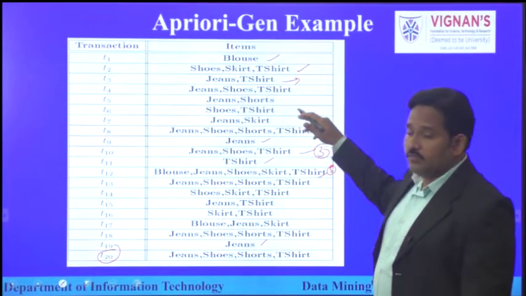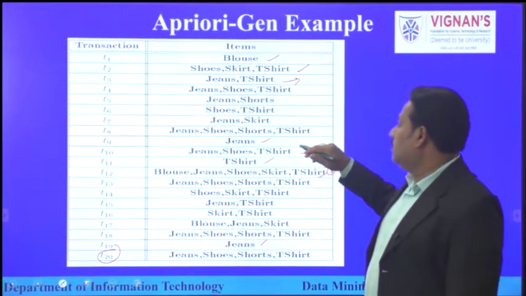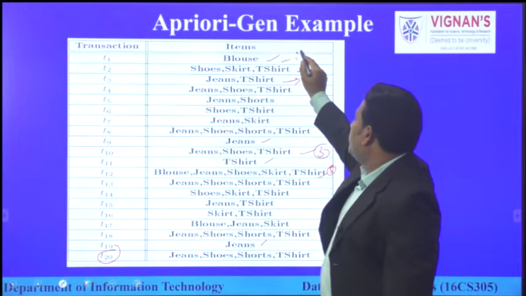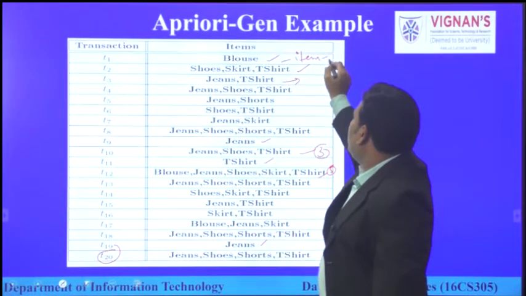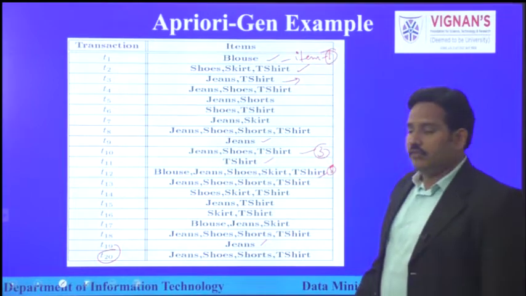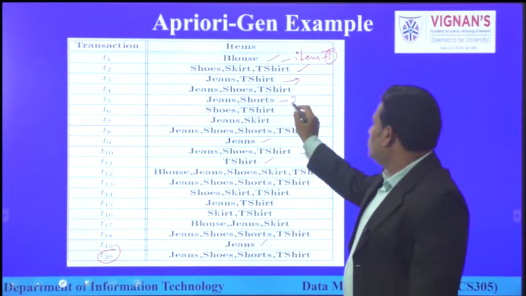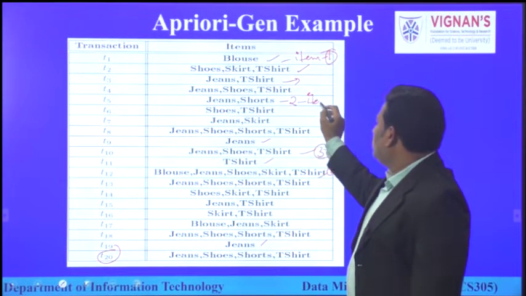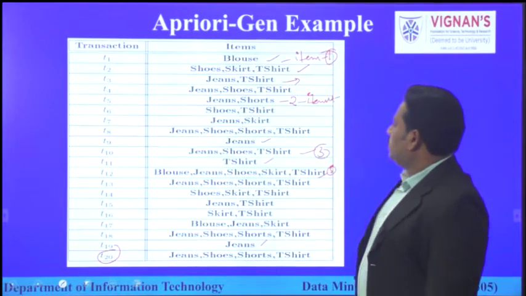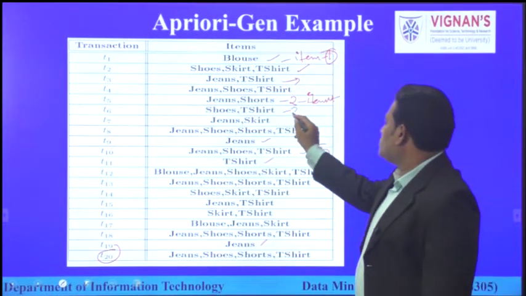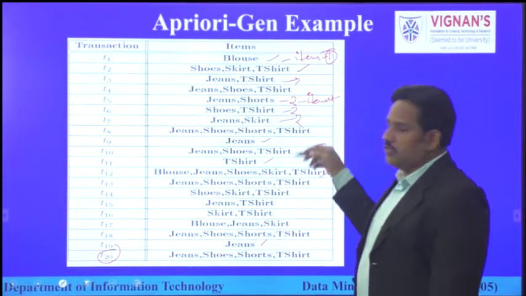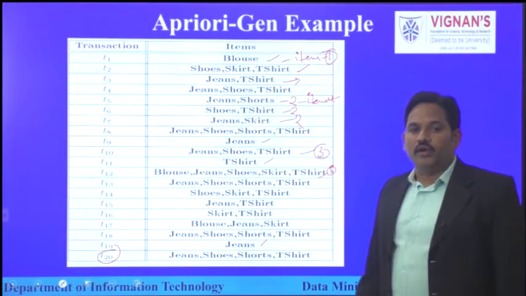Now the number of items indicates the item set. Here it is one item set because only one item is there. That is item set 1. If you look here, it is a 2 item set. So we'll take all the 2 item sets and observe which is repeated more number of times. That is the way of selection.